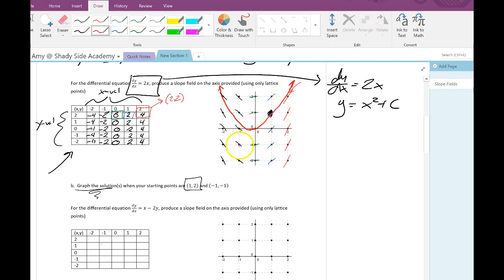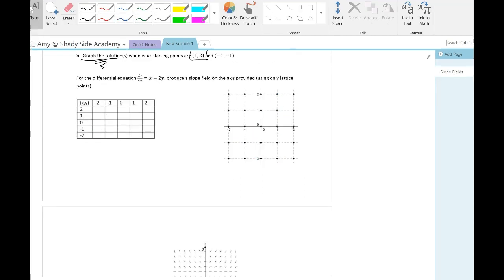If we start at (-1, 1), that's still a parabola, it's just going to look a little bit different. It's going to be down here now, so it's going up like that, coming to here, flattening out, coming up. Alright, so just take that down for a second.